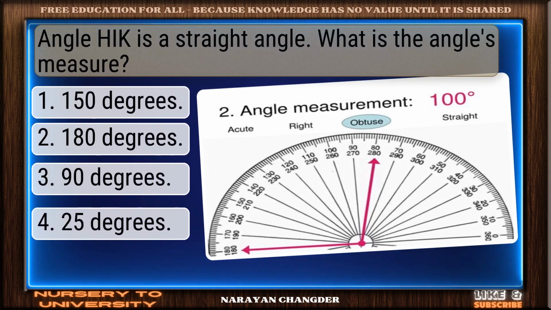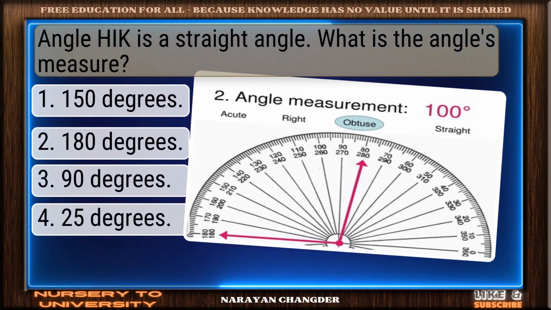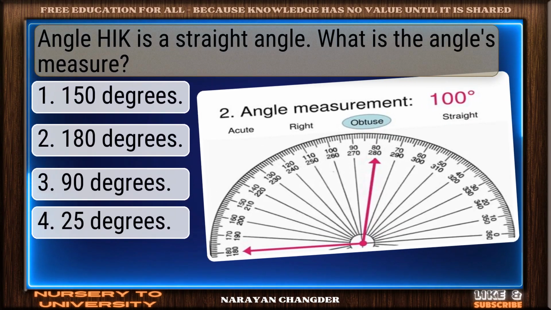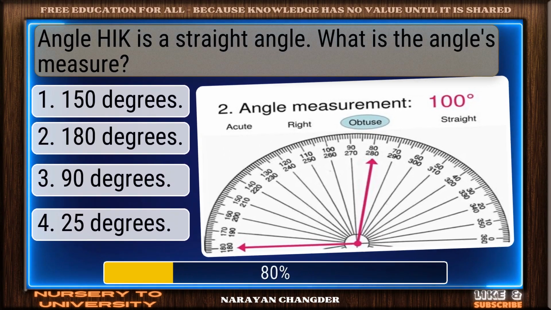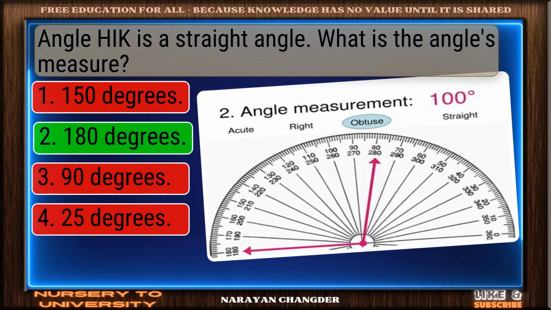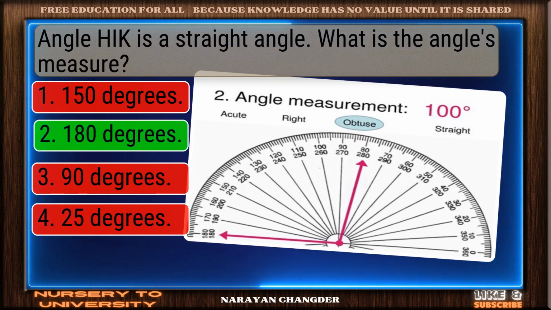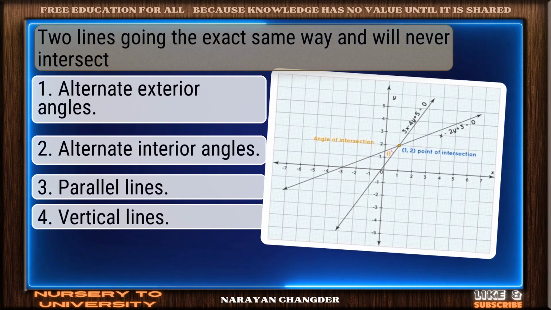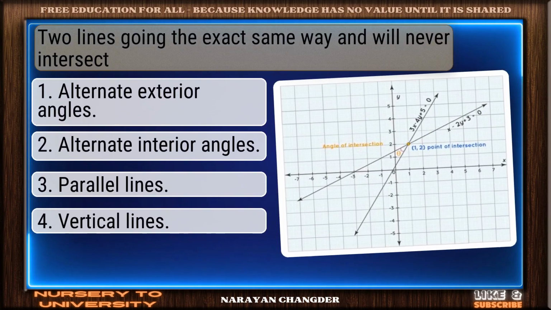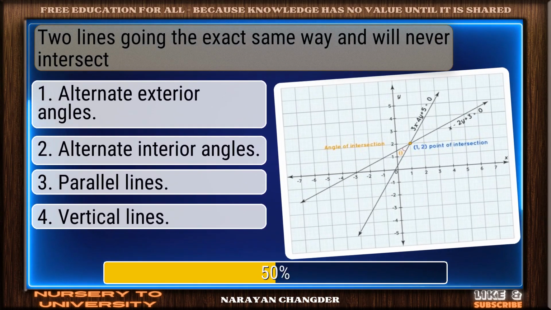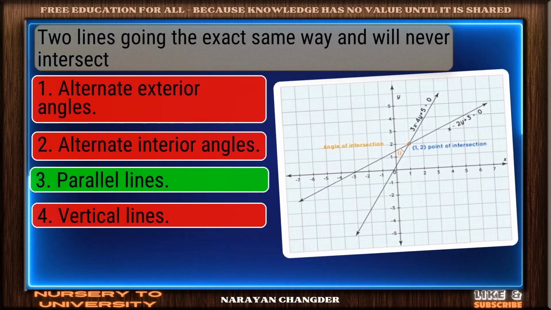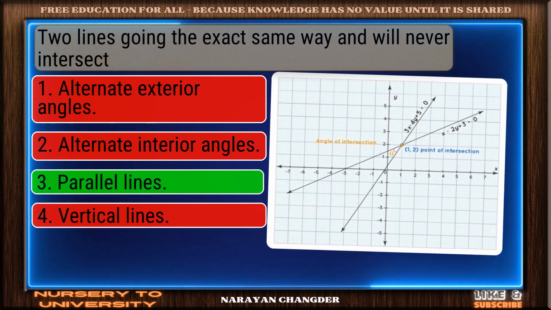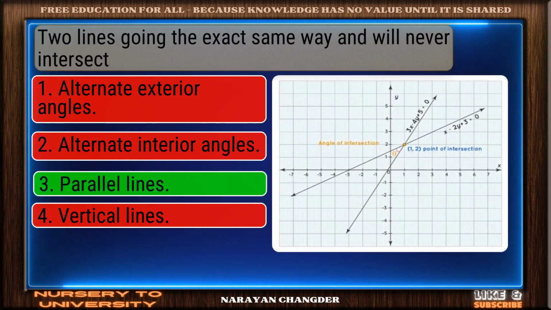Question number 131. Angle hic is a straight angle. What is the angle's measure? Excellent. 180 degrees is a brilliant choice. Question number 132. Two lines going the exact same way and will never intersect. Exactly. Parallel lines make sense, and it is the right choice.